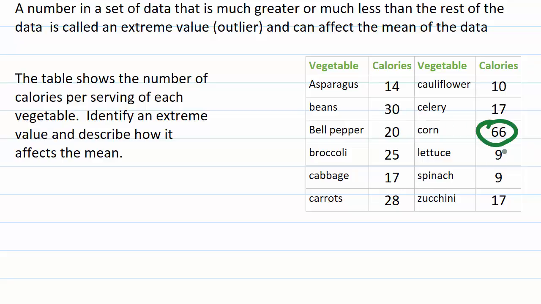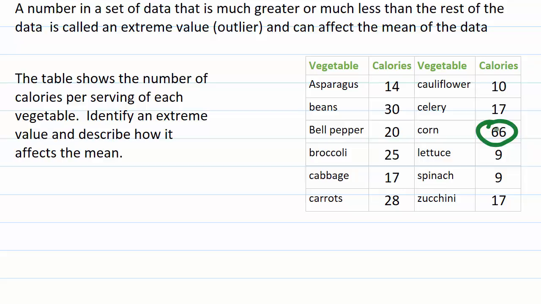So if we were to identify an extreme value, identify an outlier, and describe how it affects the mean, I would say corn might be a pretty good candidate for it being an extreme value. Okay, so it appears that 66 would be an extreme value.